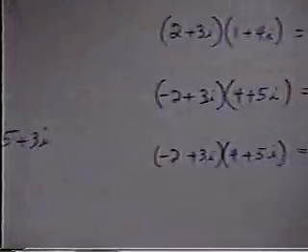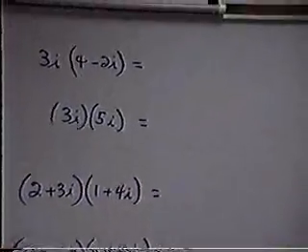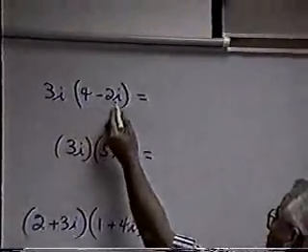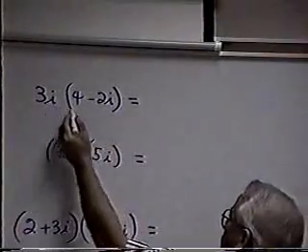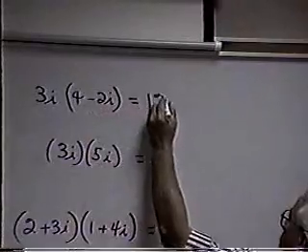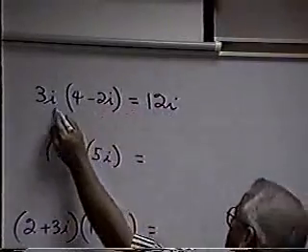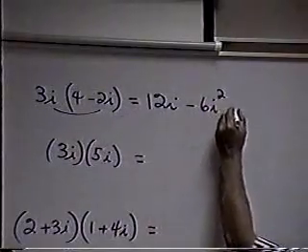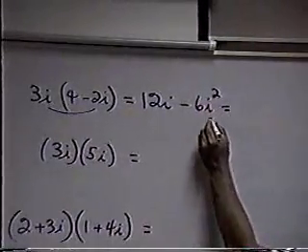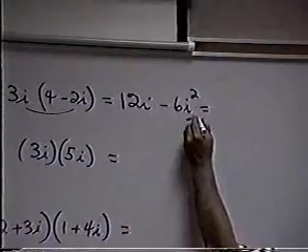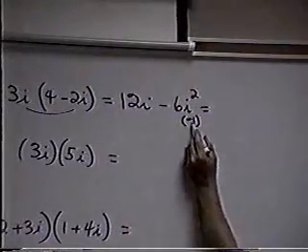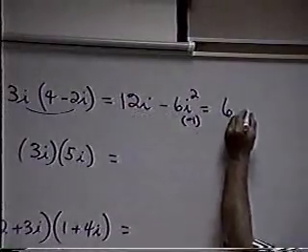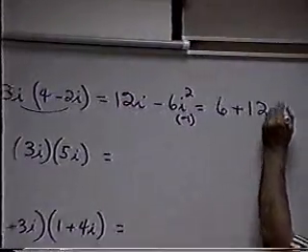All right, let's look at the next example. We have 3i times this, so we multiply 3 times 4, that would be 12i. And then this would be a minus 6i squared. But what is i squared? i squared is a minus 1. So minus 1 times minus 6 is plus 6, plus 12i.